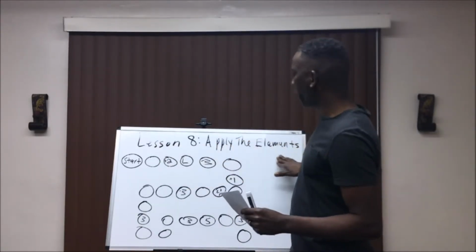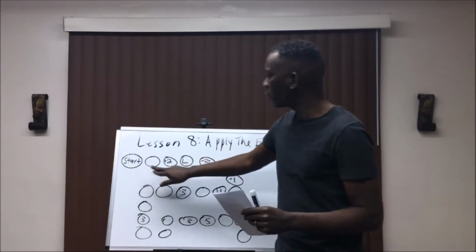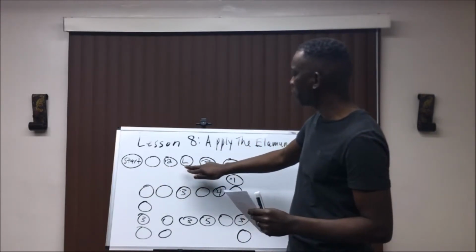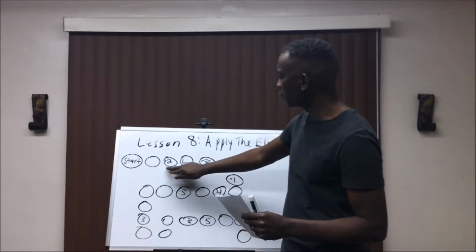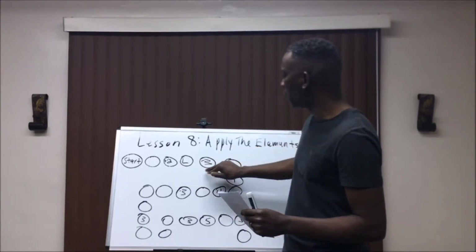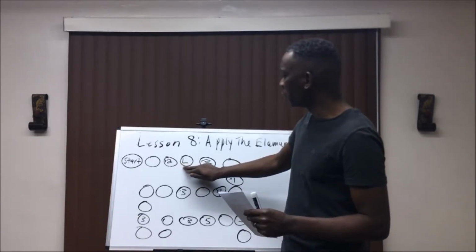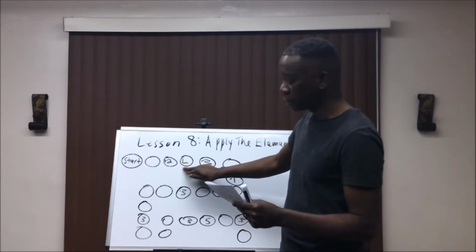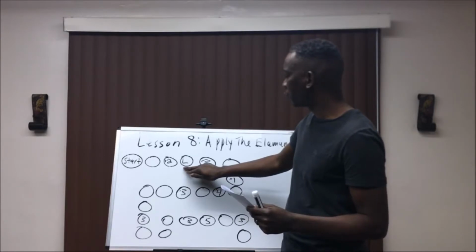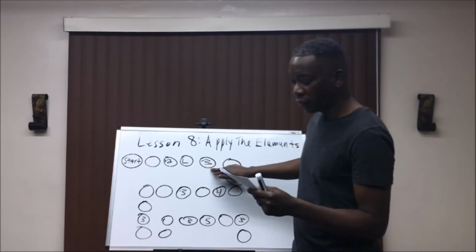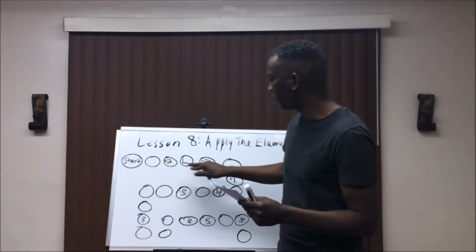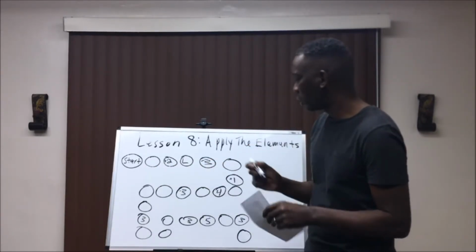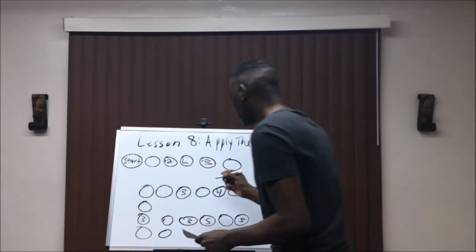Lesson 8, apply the elements. So I start here, I land on 2, I move forward 2 spaces. 1, 2. That's what it says in the rules. 1, 1, 2. I land on L. The rule says that I lose a turn. When I land on 3, the rule says that I backtrack 3 spaces. 1, 2, 3. -3.